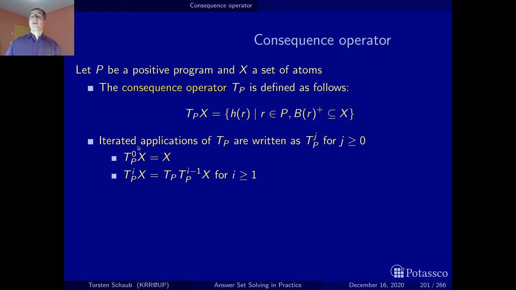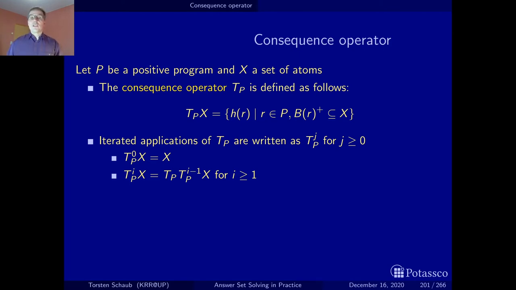So now the zeroth iteration, more or less applying the TP operator zero times, none at all, the only thing that we do is we project out the input here. So X is the input, so we project out X. Keep in mind that in our case, the input was given as the empty set, so the initialization was just projecting out the empty set.